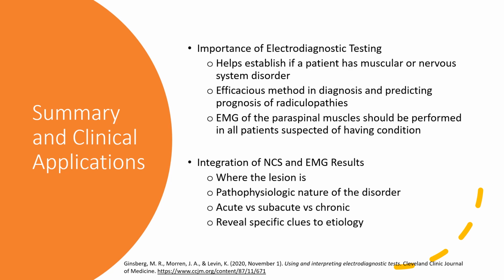Let's look at an example. If a patient has unexplained muscle weakness, NCS and EMG can reveal whether the issue is due to nerve damage, such as in Guillain-Barré syndrome, or muscle damage, such as in muscular dystrophy.